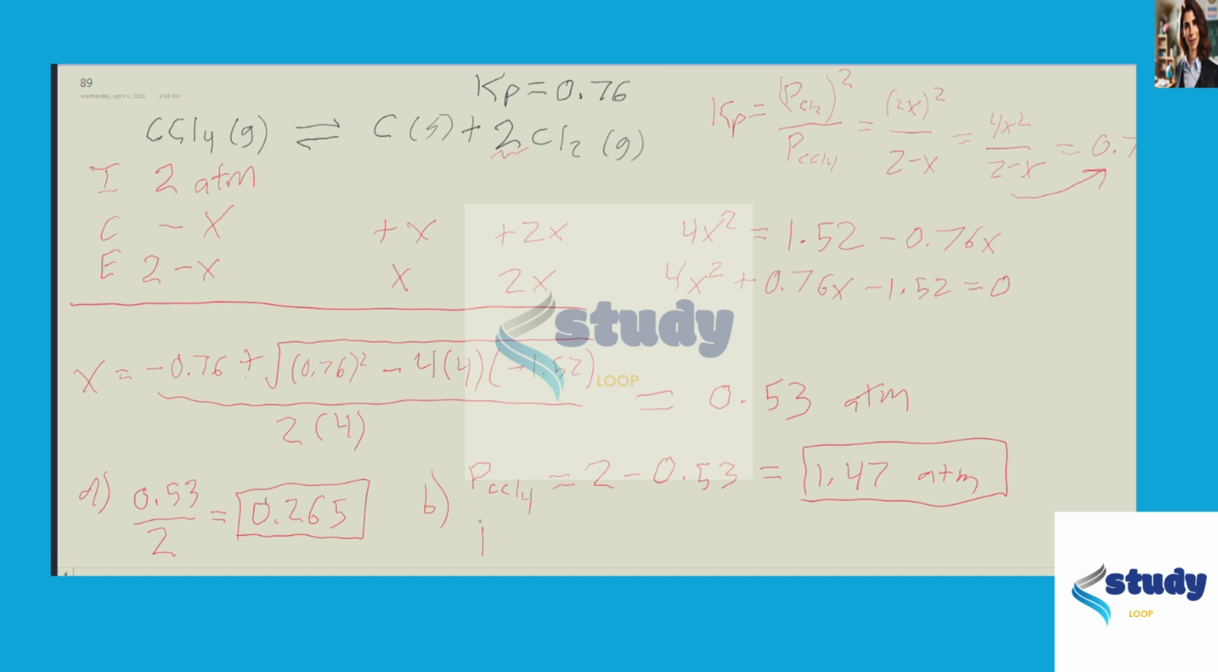And finally, the pressure of chlorine equals 2x, so that's 2 times 0.53, which equals 1.06 atmospheres.